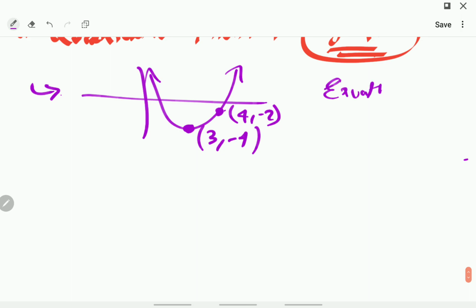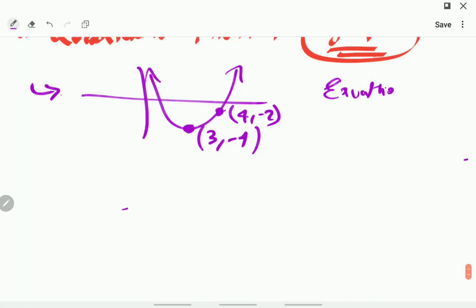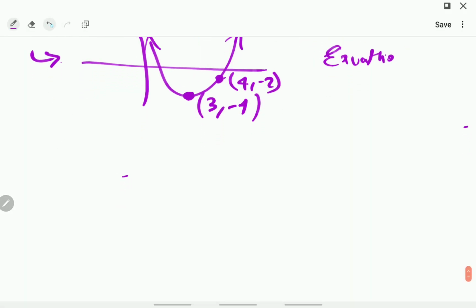Okay, equation toy. Sorry, I tried to speak Hindi there and look cool, but it doesn't matter. Hindi is not cool anyway.